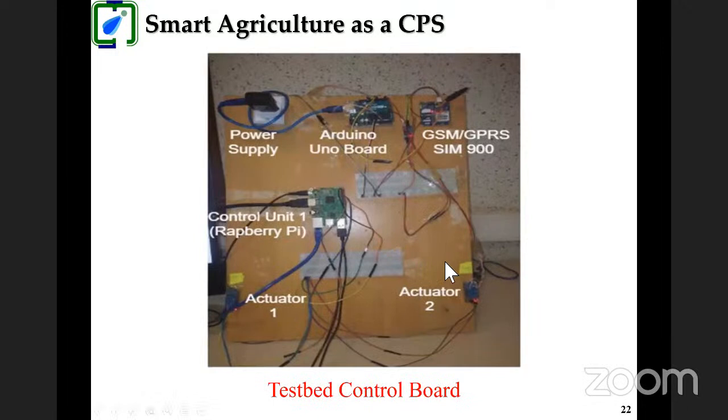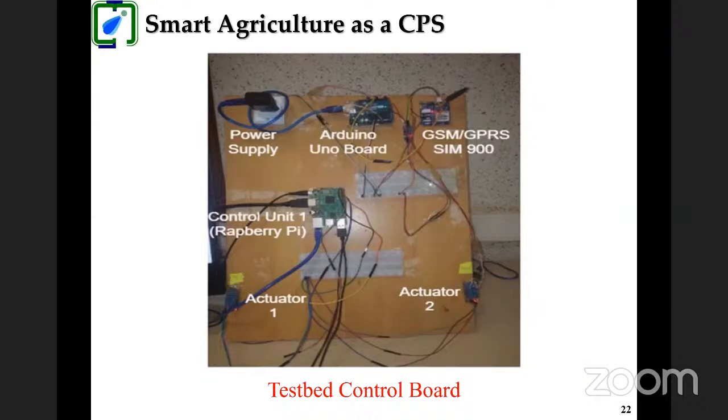So this is a test bed control board where we have a power supply, Arduino Uno board, GSM, GPRS SIM 900, and this is all actual common. So you have a controller unit, which is Raspberry Pi, actuator 1 and actuator 2. So these are put on a test bed.